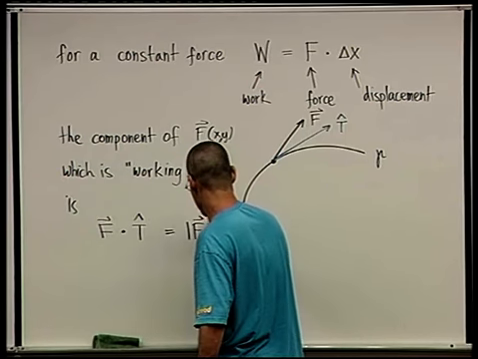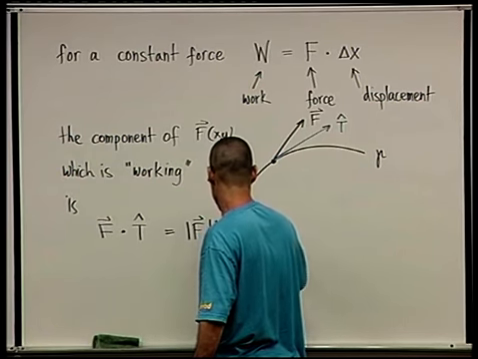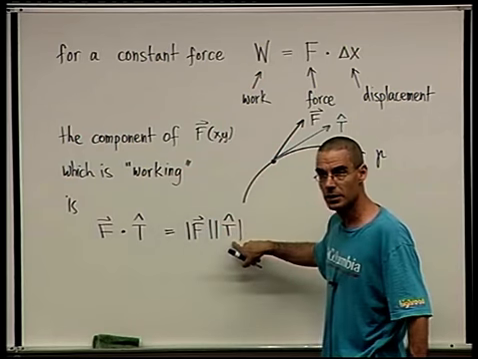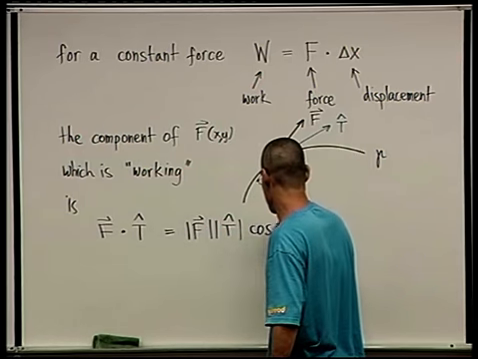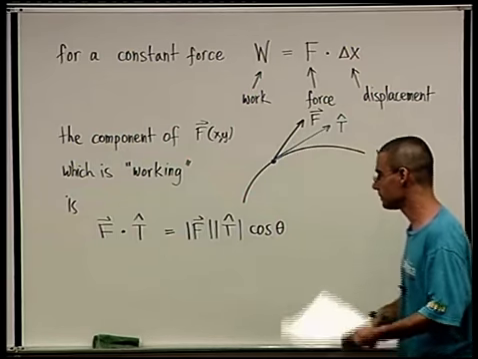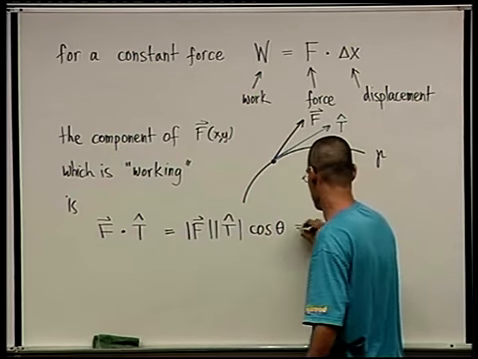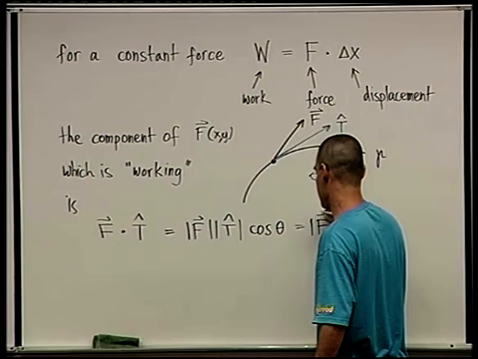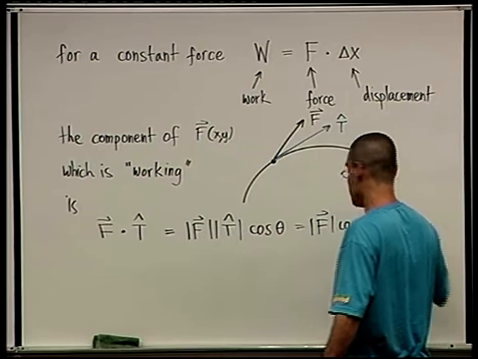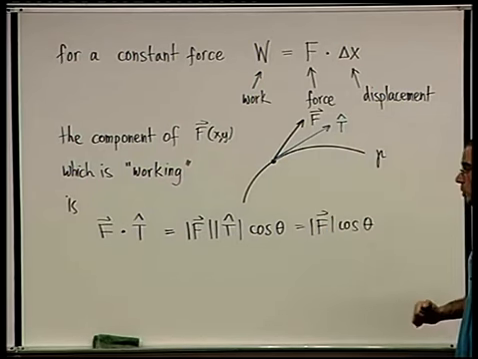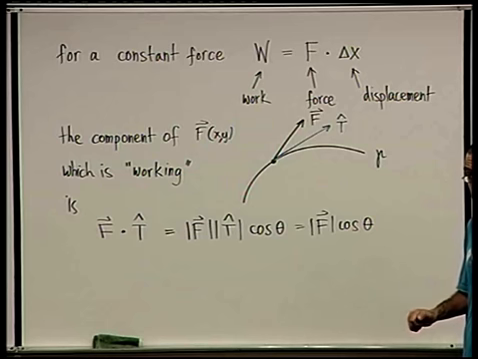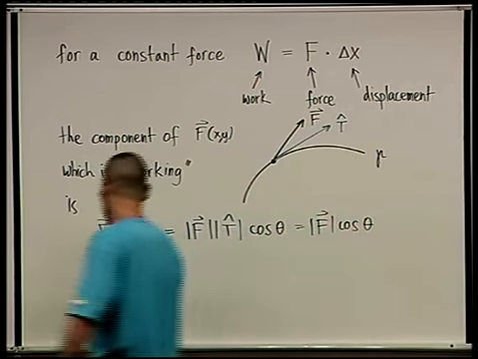It's the length of f times the length of T. What's the length of T? 1, times cosine of the angle between them, theta. Okay, so this is just 1, so it's the length of f times cosine theta. This is the component of f that's actually doing work. Do you agree? Okay.